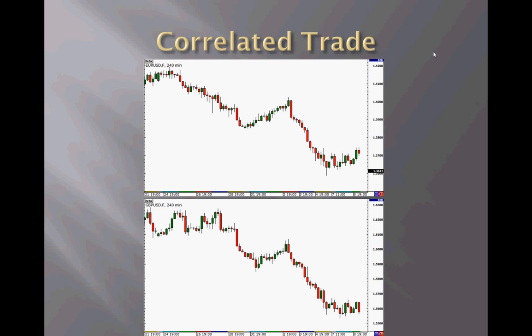To prove to you that the numbers don't lie, here are their 4-hour charts. Notice how they both moved in the same direction, down. Returning to the subject of risk, we can see that opening a position in both the euro-dollar and pound-dollar in the same direction is doubling up on a position.